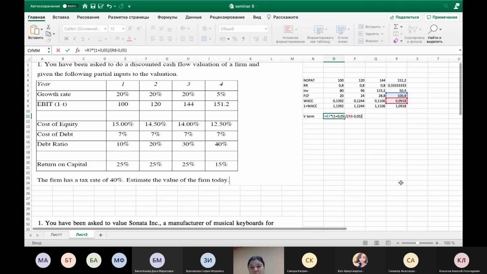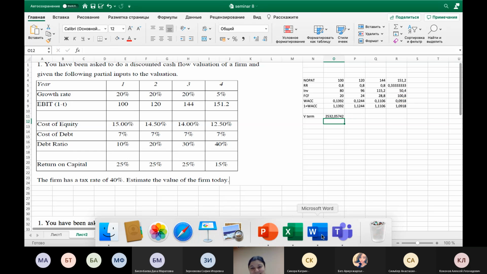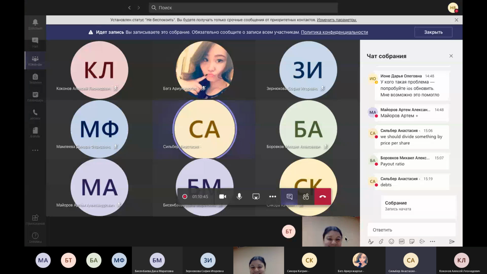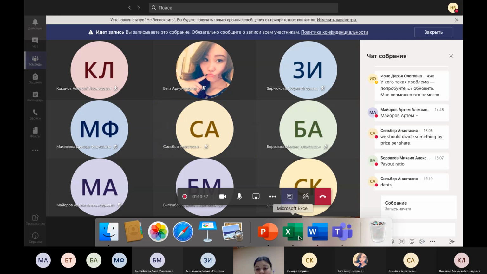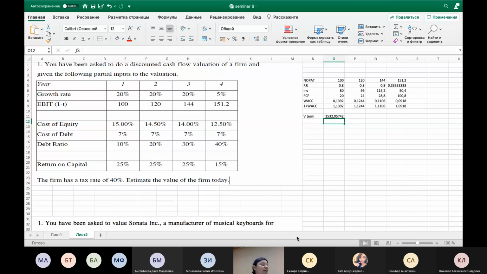And who did propose the mechanism? Unfortunately, I did not notice. It was Anastasia. Okay. That's it. Good. And now I have found our terminal value, and now I'm ready to find our total value.